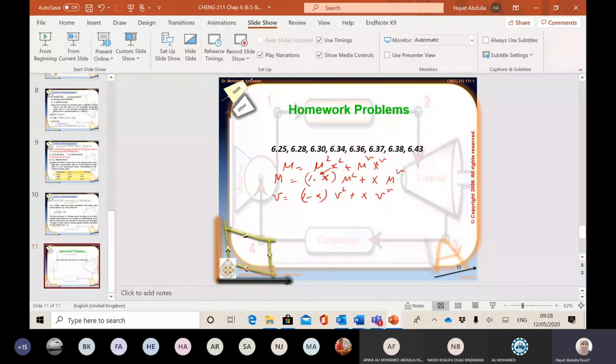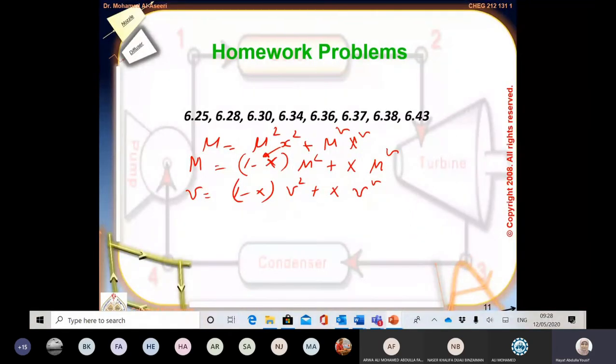I told you previously that you can apply the same relationship but in a different format. What is that format? It says that if you want to find any property, it's going to be equal to the property in liquid phase plus the quality into the property LV. And that LV is the difference between V vapor minus V liquid. This is how we mentioned it last time. So whether you use this equation or that equation, both of them will give the same answer. Actually, the second equation came from the equation before.